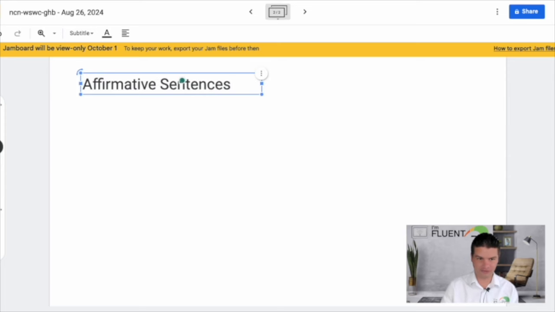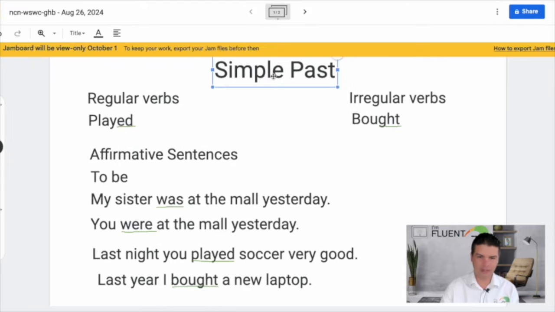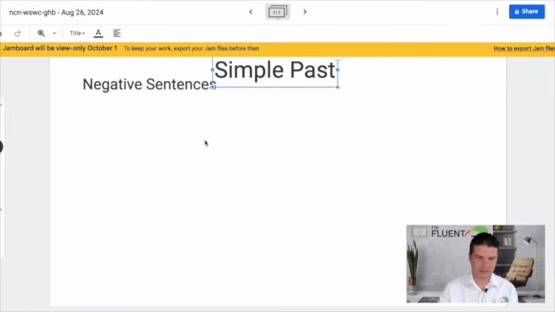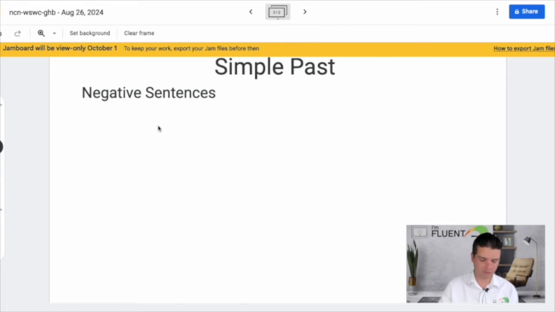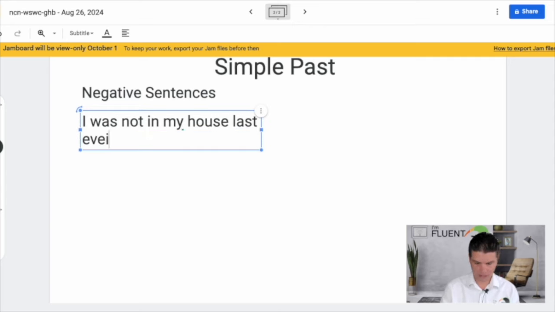Therefore, let me just copy here and let's go back to number 2, where I will place the negative sentences. For the negative sentences, what we have to take into account in the simple past, remember that that's today's topic, is that we do have a couple of differences depending on which type of negative sentence we use: if it's one with the verb to be, or if it's one with another verb. So for example, I was not in my house last evening. Yeah?